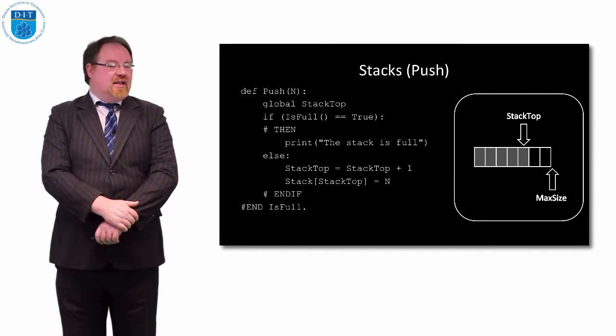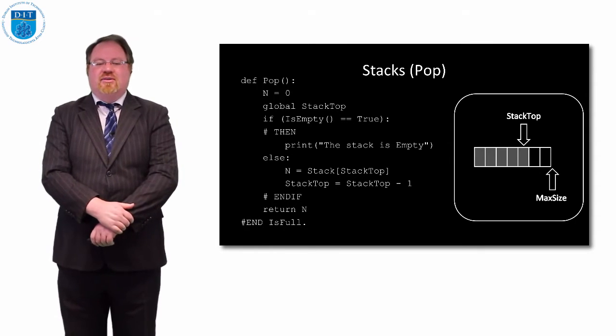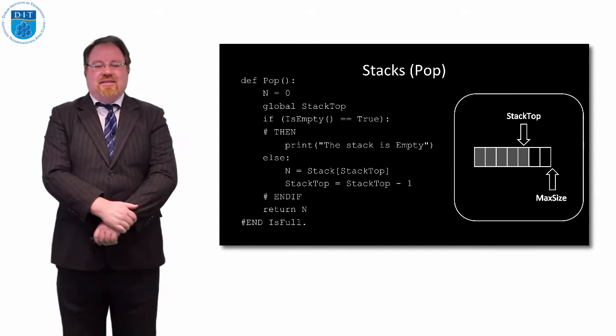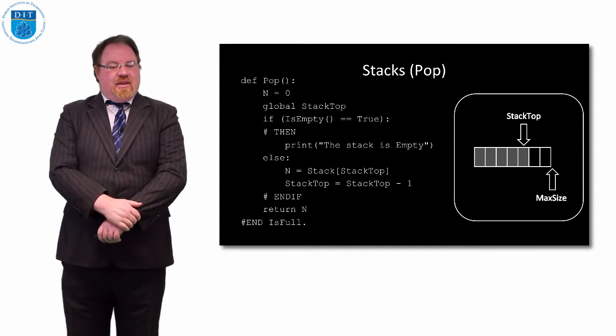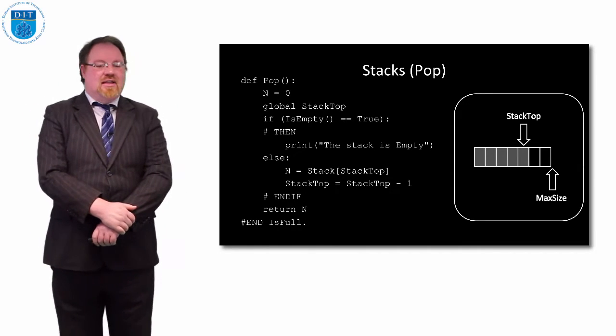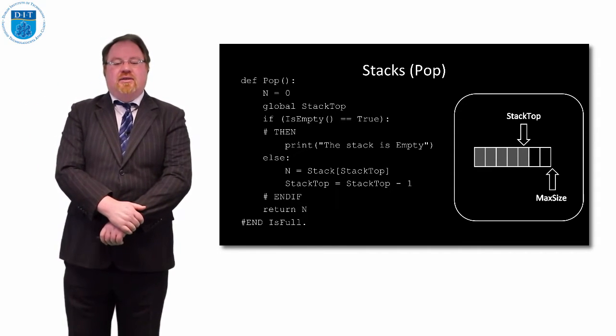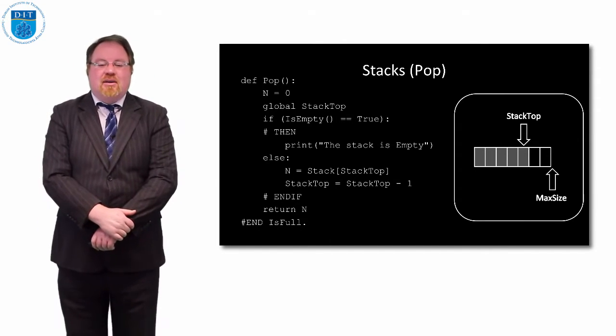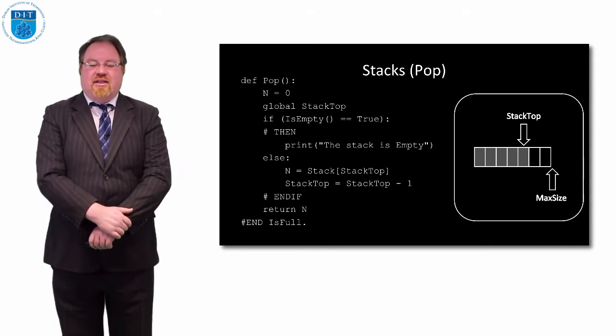Let's look at popping a value. We set a variable n to be 0. We again remind the system that stackTop, this pointer, must be available to all methods. If the stack is empty, then we print out a message saying the stack is empty. Otherwise, we write the value n with the value that's currently pointed at by the stack top, and then we take 1 away from the value of stack top.